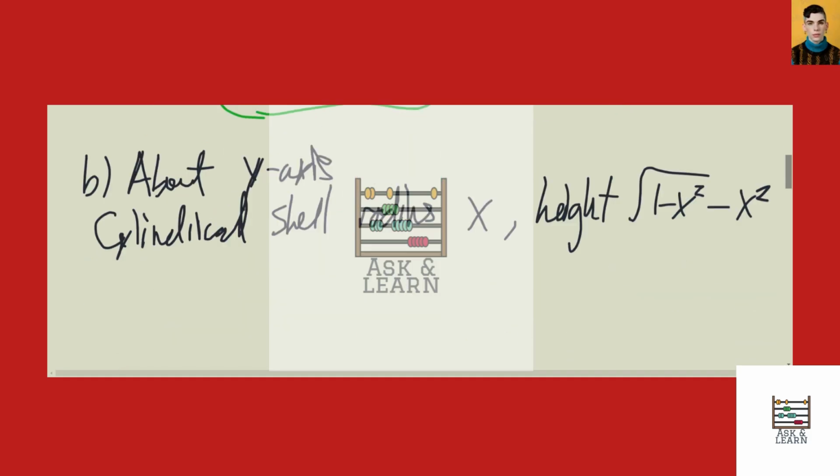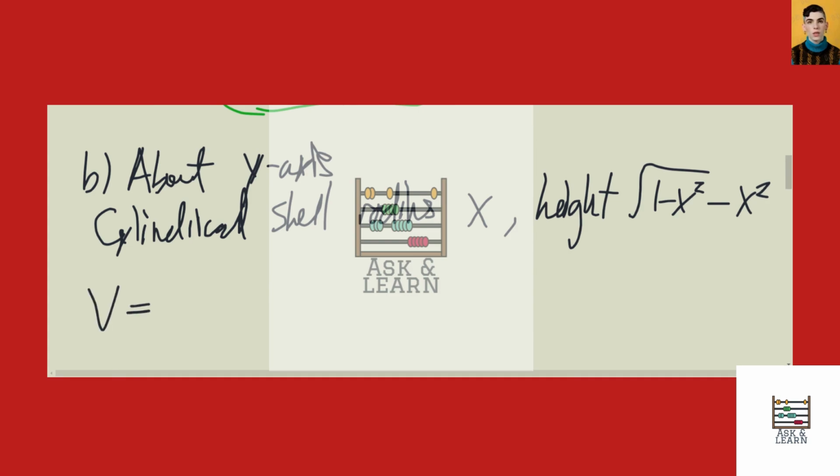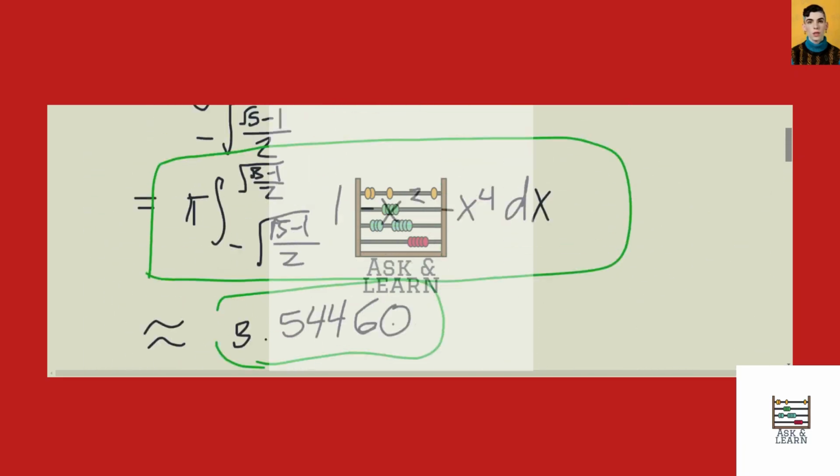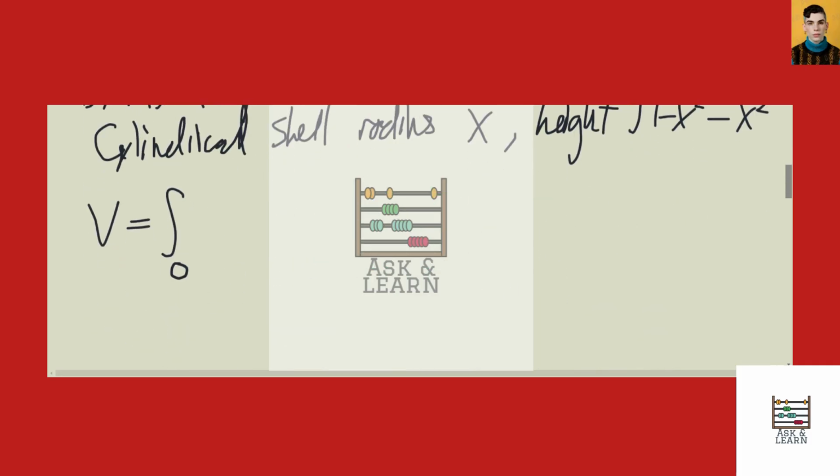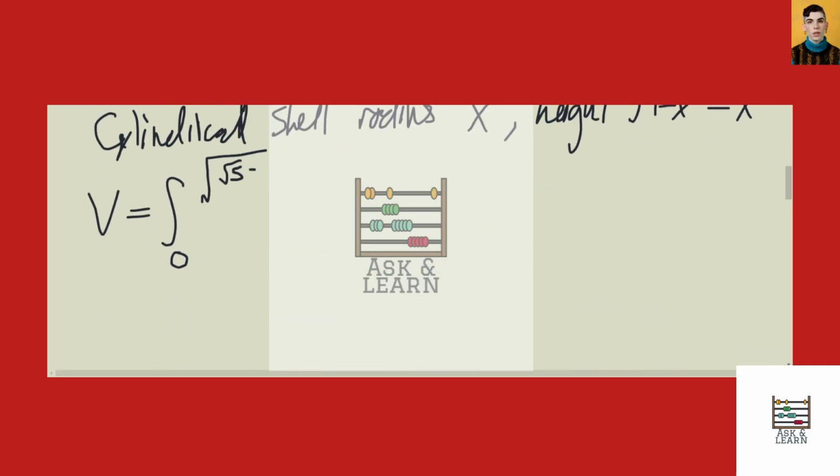Therefore, our volume is equal to, using the shell method, the integral from 0 to our rightmost x-intercept, which was the square root of root 5 minus 1 over 2, of 2 pi times our radius, which is x, times our height, which is the square root of 1 minus x squared, minus x squared, dx.